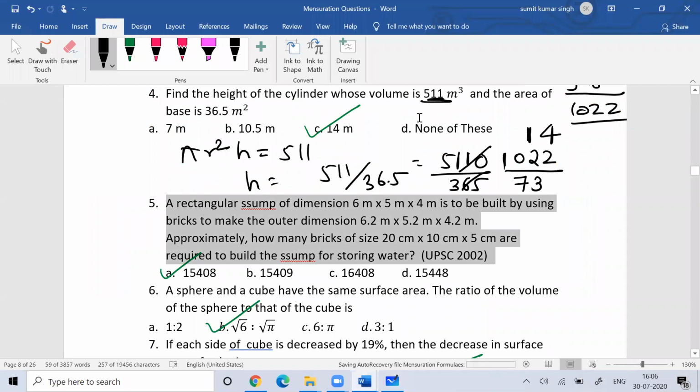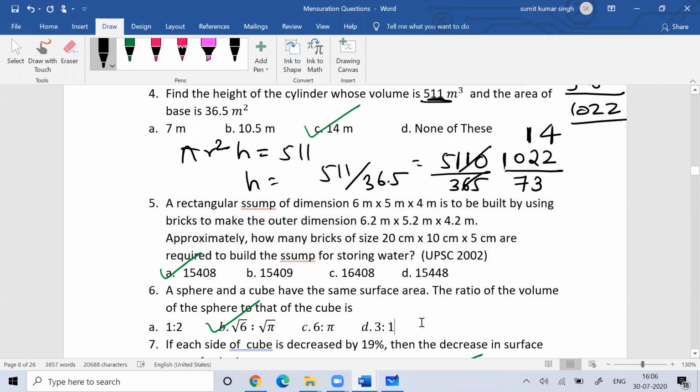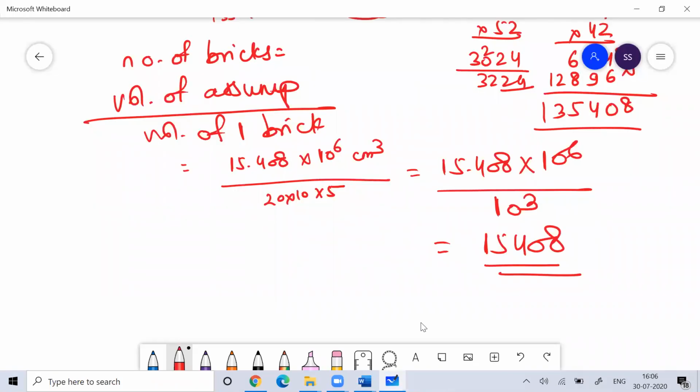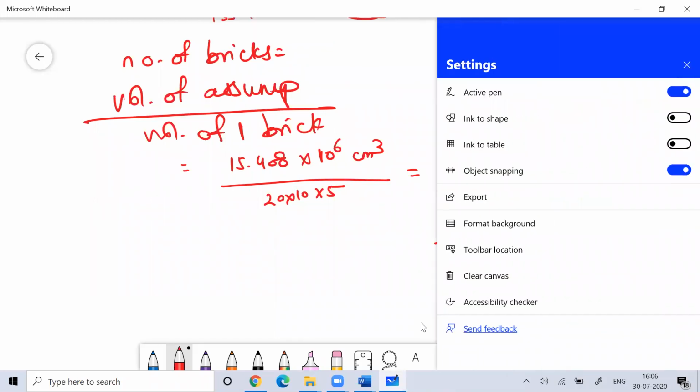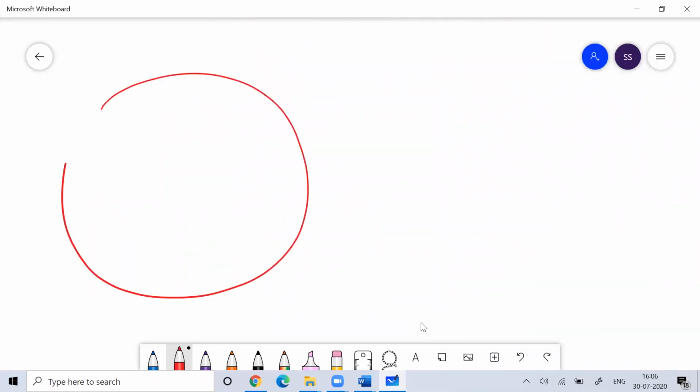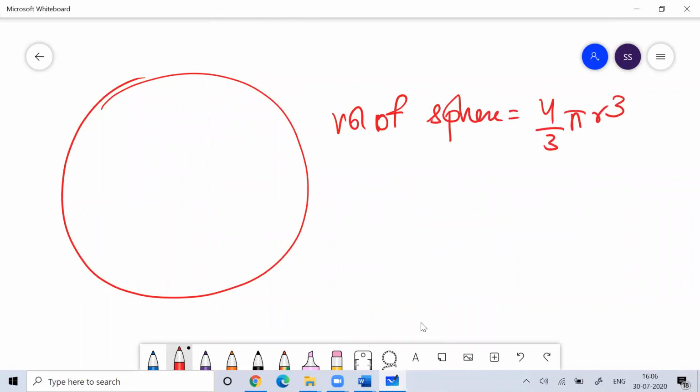Now the next question you can see is sphere and the cube. They have the same surface area. So the ratio of the volume of sphere to the cube is asked. Let's talk about sphere a little bit. When you talk about sphere, it's a three-dimensional circle where the volume of the sphere is 4 by 3 pi r cube, while the total surface area of a sphere is 4 pi r square.